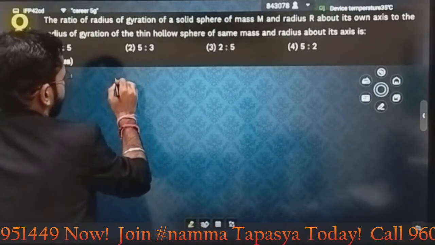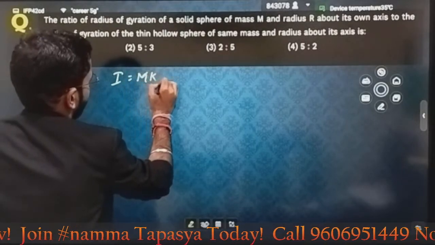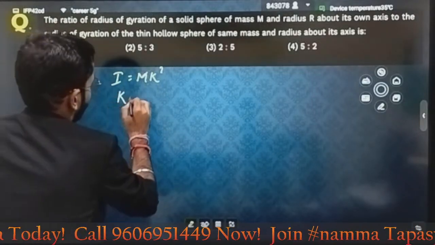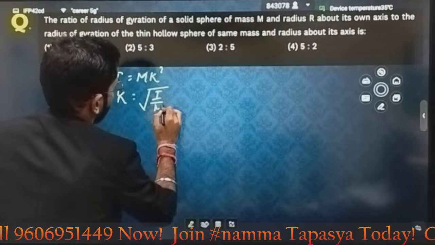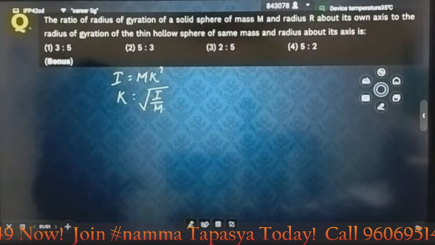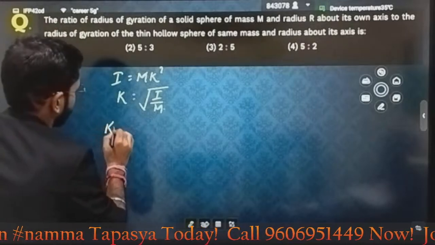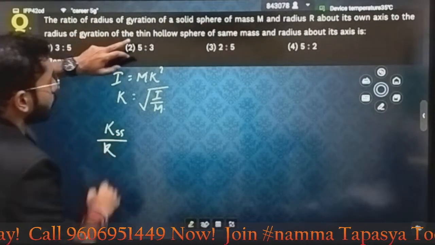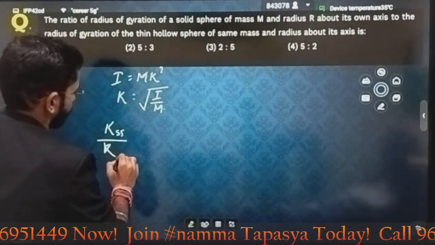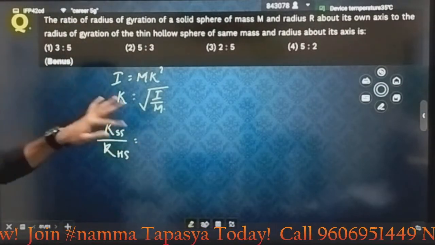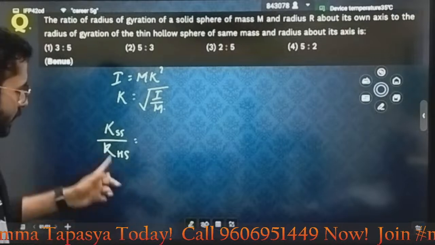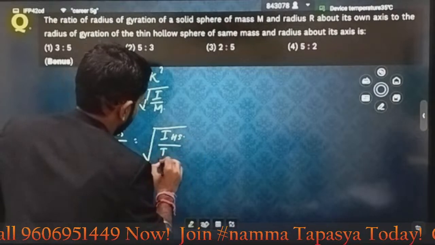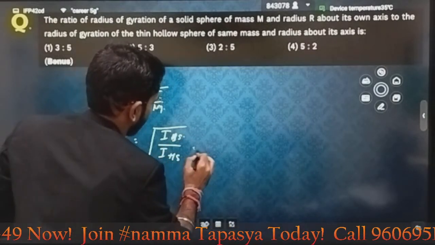Firstly, what is the radius of gyration? Moment of inertia is equal to m k square, and this k is the radius of gyration. That means k can be written as root under I by m. So if I have to take the radius of gyration ratio, I am taking from solid sphere to hollow sphere, and masses are also given same. Correct? So you just have to take the ratio of I of solid sphere divided by I of hollow sphere.